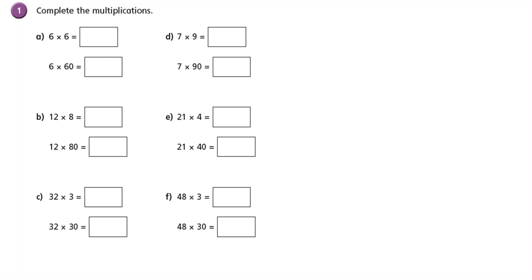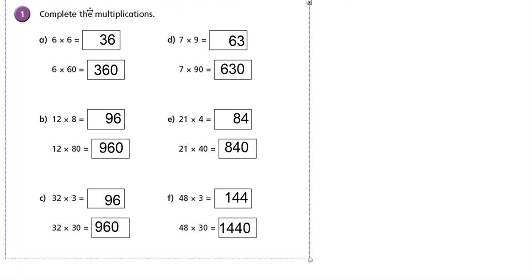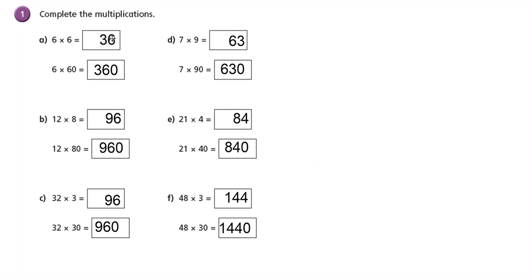Okay, so you've had a go at that. So let's work out what our answers ought to have been. Okay, so 6 times 6 is 36. So 6 times 60, 10 times bigger, is 360. 12 times 8 is 96. So 12 times 80 is 10 times bigger because we've got 10 times bigger here. 32 times 3 is 96. So 32 times 30 is 10 times bigger. It's 960, and so on. I hope you got those.